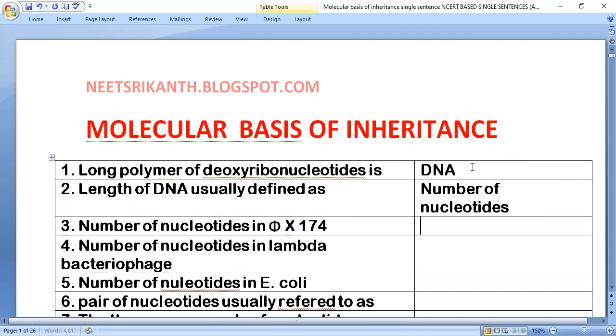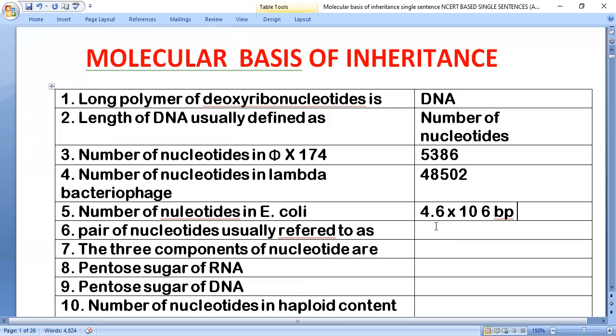Number of nucleotides in phi X 174: 5386. Number of nucleotides in lambda bacteriophage: 48,502. Number of nucleotides in E. coli: 4.6 into 10 to the power of 6 base pairs. Pair of nucleotides is usually referred to as base pairs.